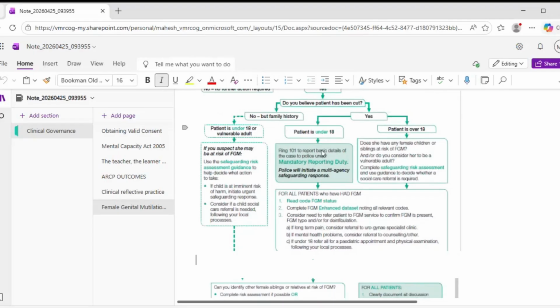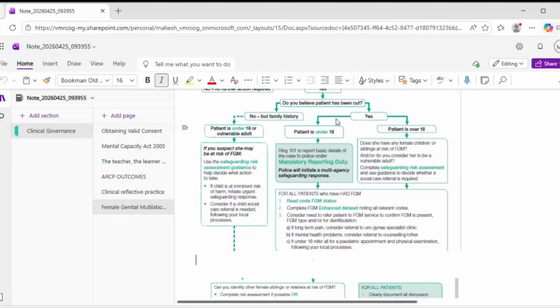So ring 101 to report basic details of the case to the police officer. Police will initiate a multi-agency safeguarding response. Okay, so police will initiate the multi-agency safeguarding response here. So under 18, confirm FGM, mandatory reporting duty or police informing is mandatory.